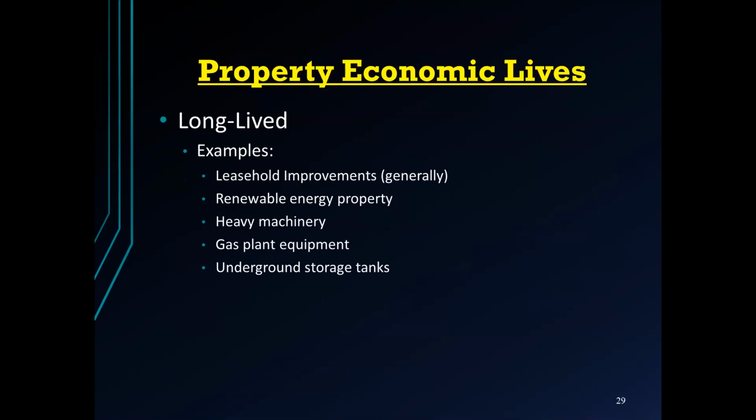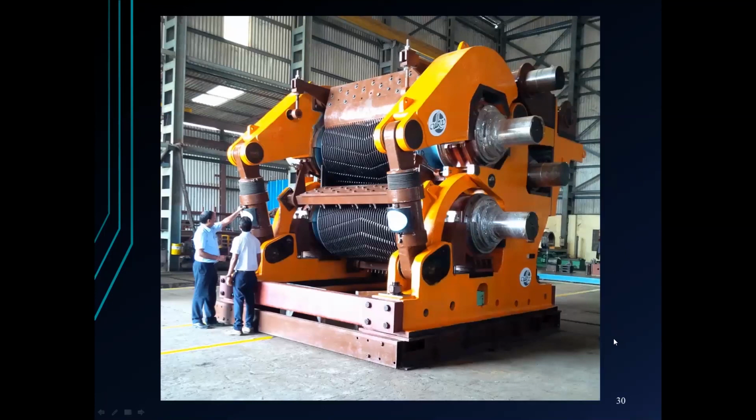Here are some examples: leasehold improvements. Generally, it depends on the actual leasehold improvement. Renewable energy property, solar panels, wind turbines, that type of equipment designed to last a long time. Heavy machinery, gas plant equipment, underground storage tanks. You get the picture. It's that kind of equipment. Here are some other examples. Again, heavy manufacturing equipment.